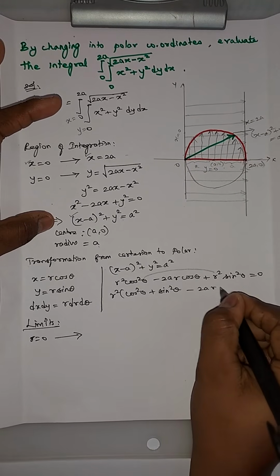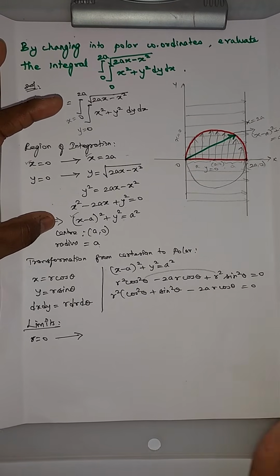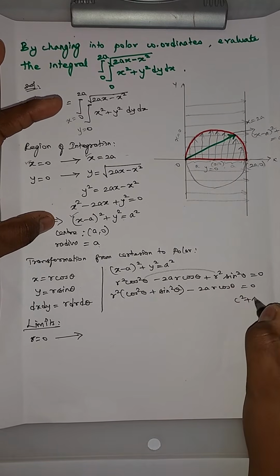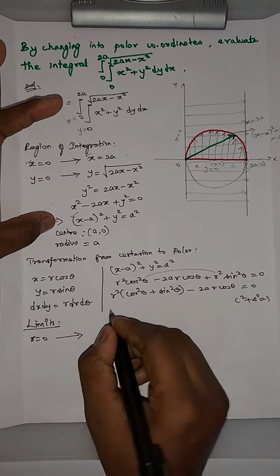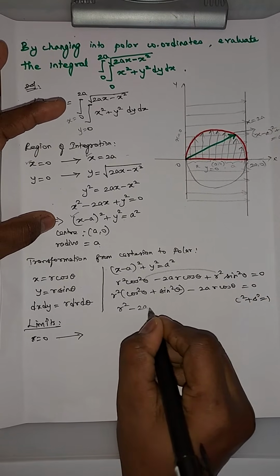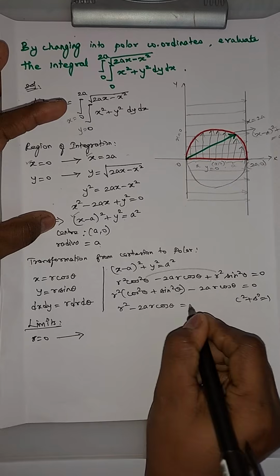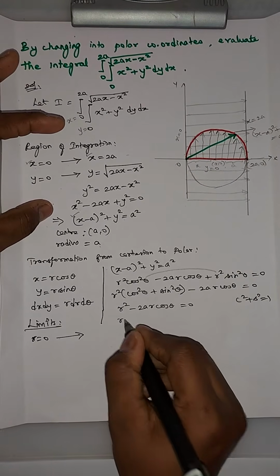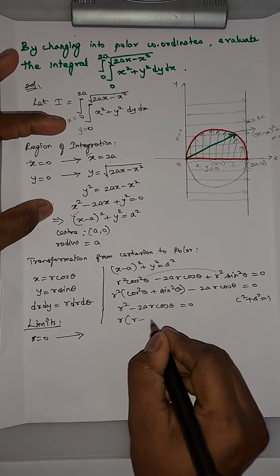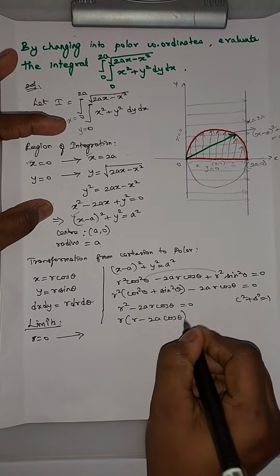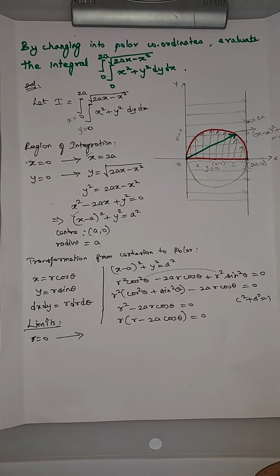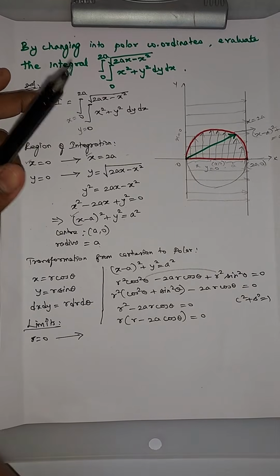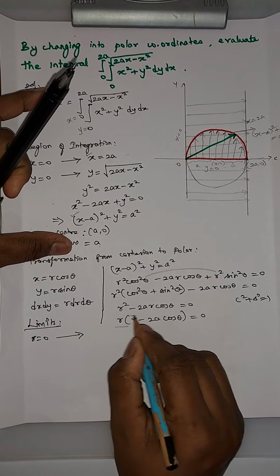Minus 2ar cos theta is equal to 0. So this becomes 1 because we know that cos square plus sin square is equal to 1. So we get r square minus 2ar cos theta is equal to 0. Again, when we take r as common outside, we get r into r minus 2a cos theta is equal to 0.